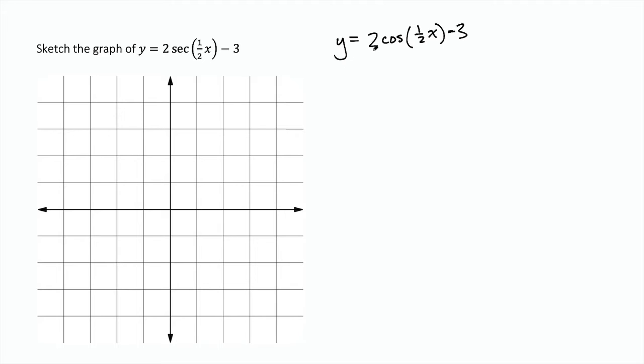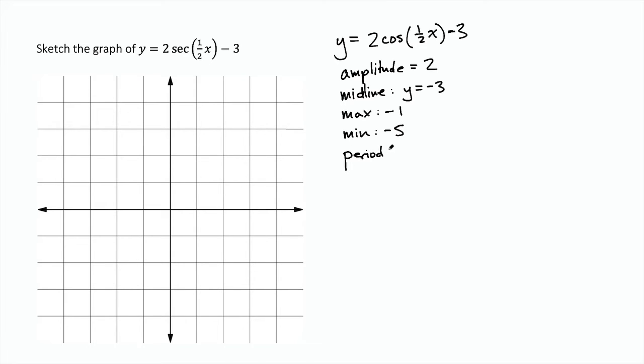So we go through and identify our amplitude. Our amplitude is going to be 2. And our midline, the midline is y equals this number out here, -3. The maximum is the midline plus the amplitude, so -1. And the minimum is the midline minus the amplitude, so that's going to be -5.